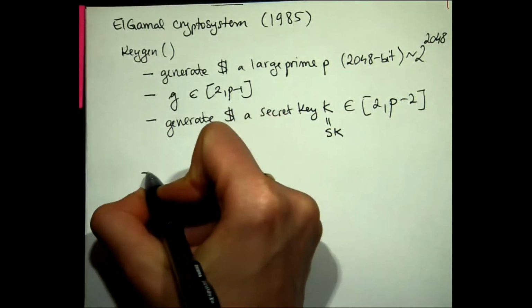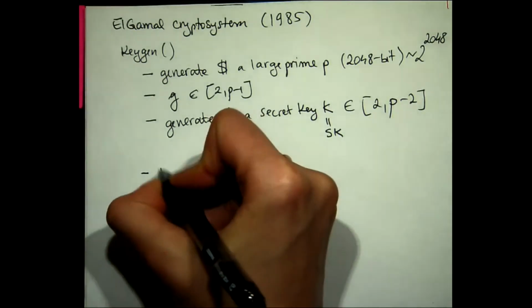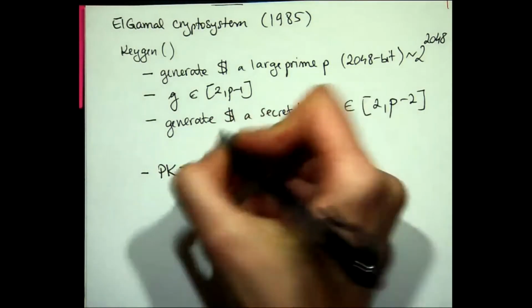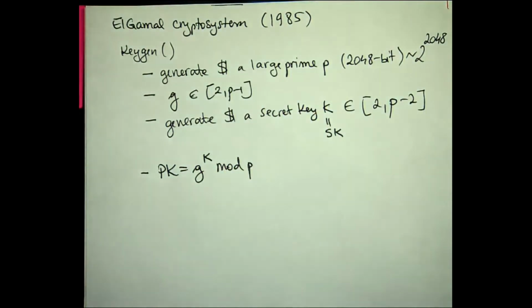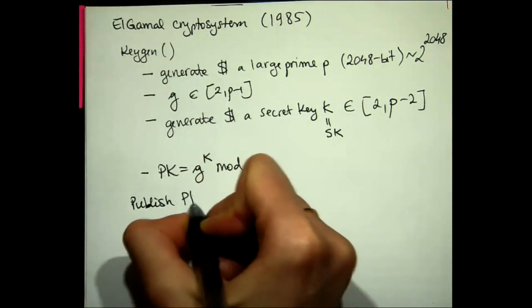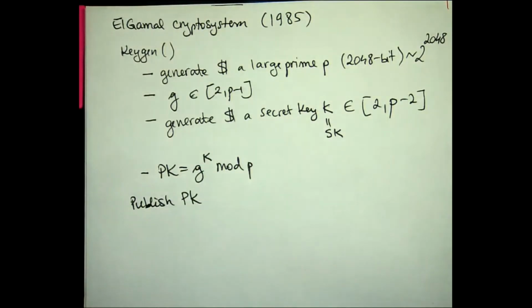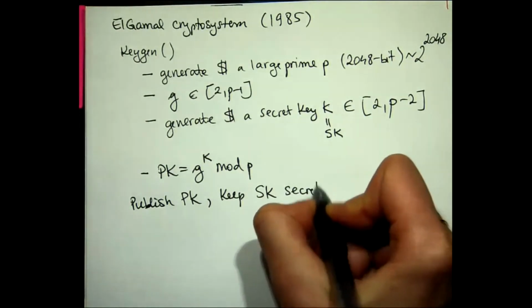Okay? And then the public key is similar to the public key in the Diffie-Hellman key exchange. In fact, this crypto system is based on very similar assumptions. The public key is going to be just G to the power of K modulo P. Okay? So you are going to publish the public key, which is G to the K modulo P, and you're going to keep the secret key, obviously, secret.